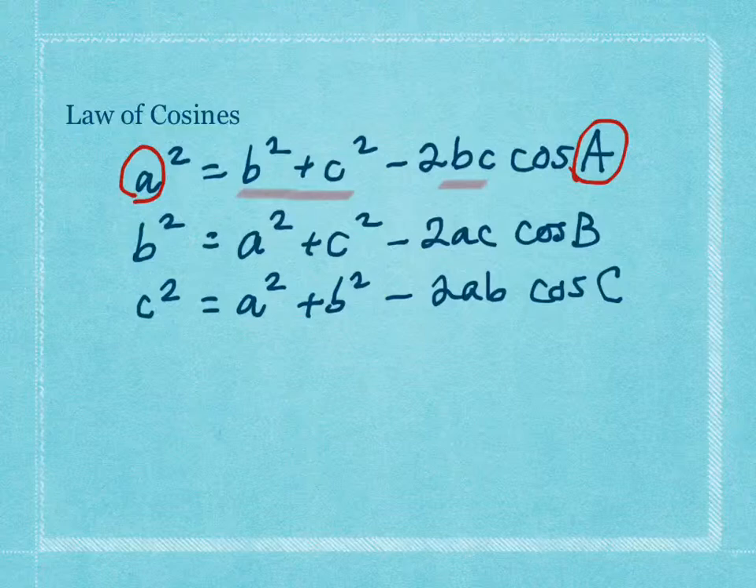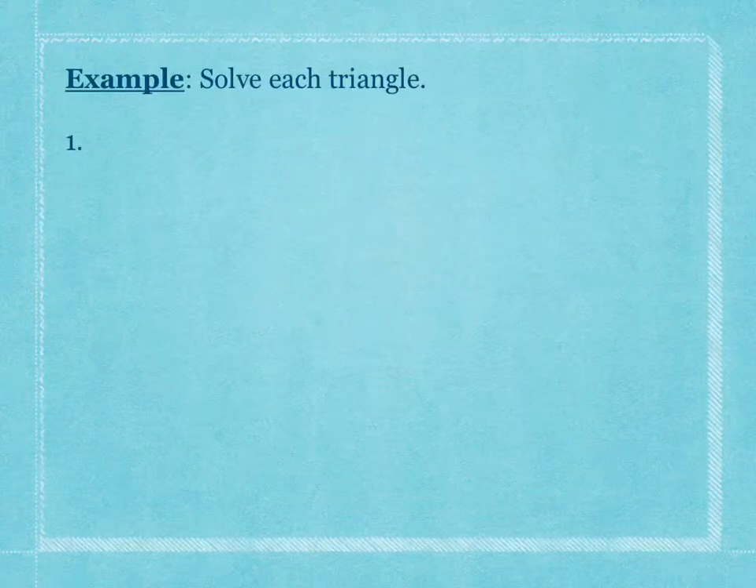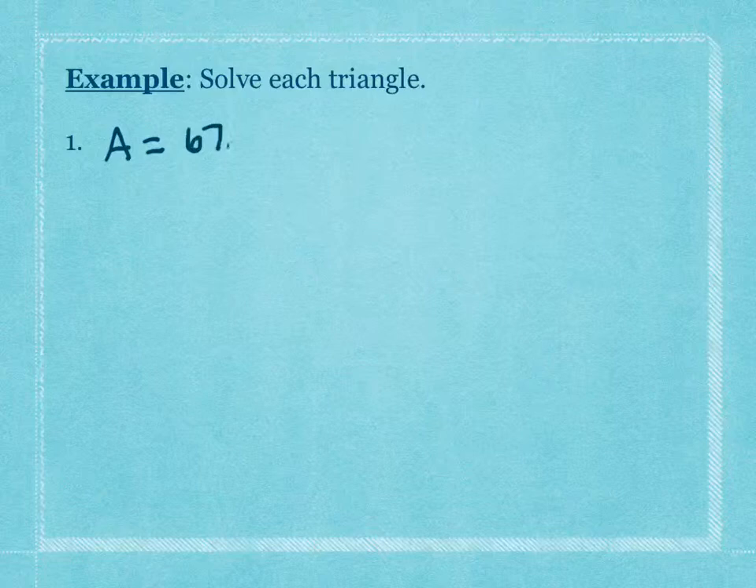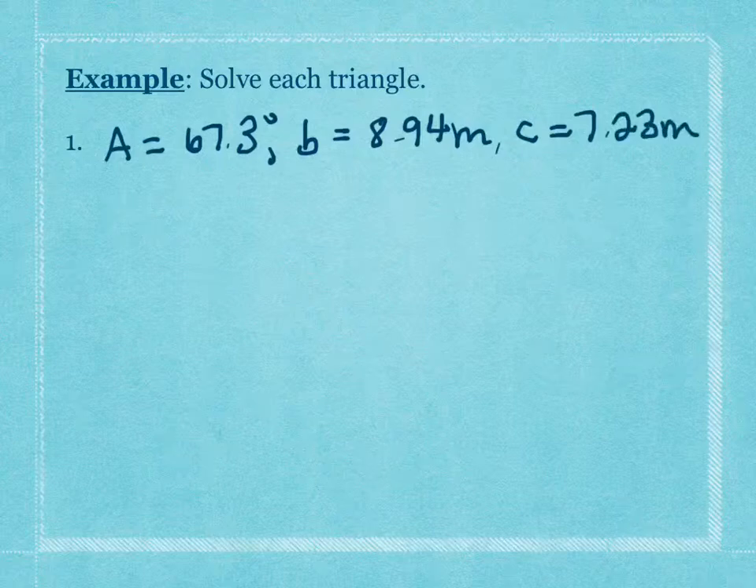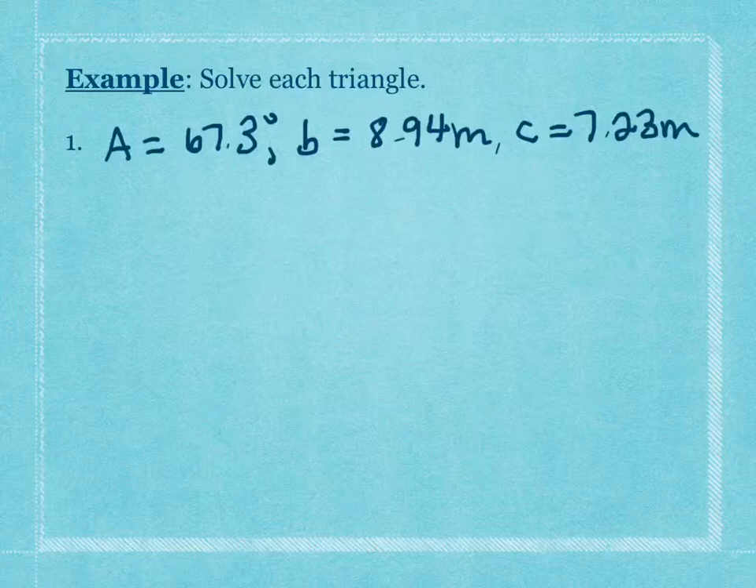All right, so let's take a look at how we use this particular situation. So I don't have the values written in here. Let me get them in here. So we have angle A, and it's 67.3 degrees. I have side B, and it's 8.94 meters. And you also have side C worth 7.23 meters. And it says solve each triangle, and you guys know what those directions mean. What do they mean? Find the rest, right? There's 3 pieces I was given, and there's 3 pieces that were missing, and I need to find all 3 of them.